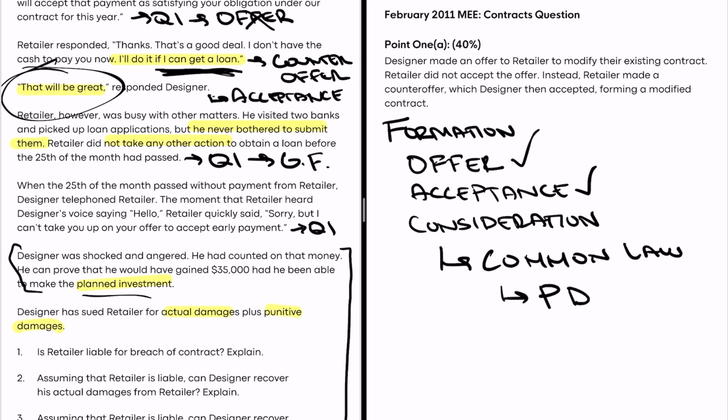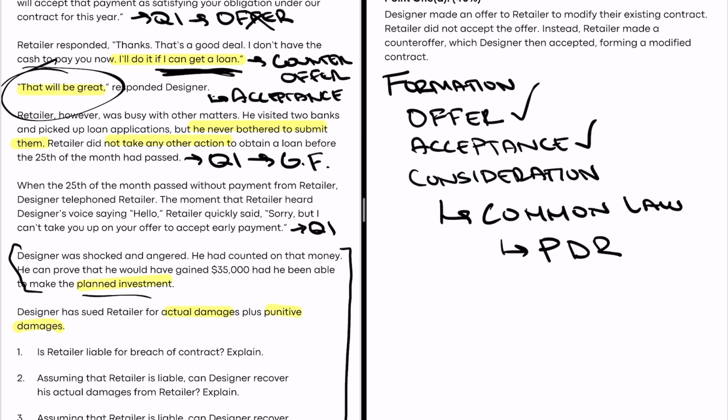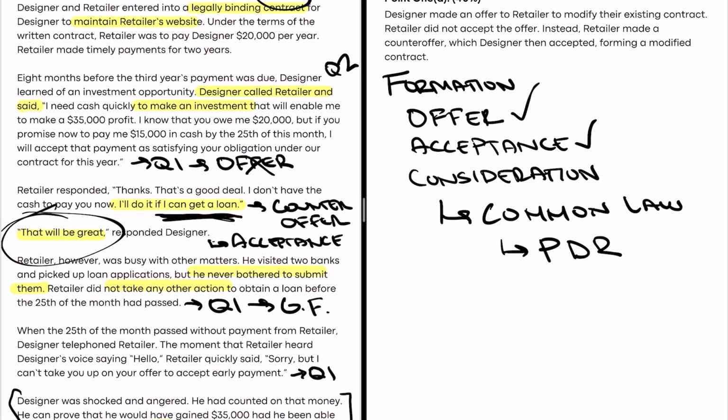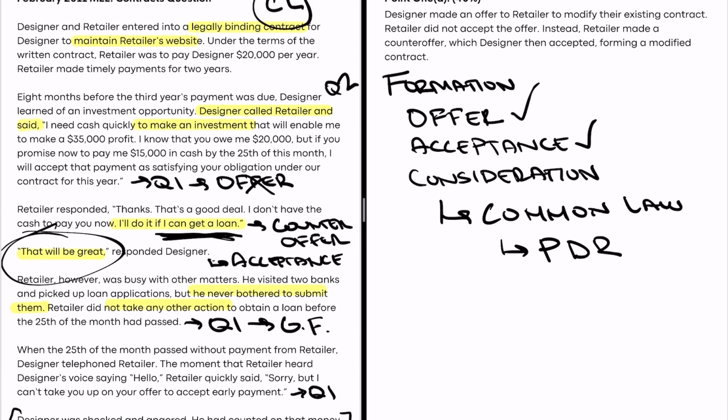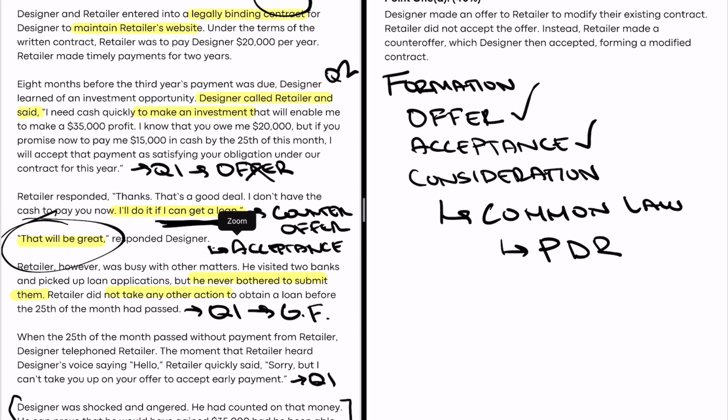We have the pre-existing duty rule. The pre-existing duty rule stipulates that a promise to do something which the party is already legally obligated to do by contract is not consideration. So here, the party already had the obligation to pay $20,000 by the end of the year, right? Under the terms of the written contract, retailer was to pay designer $20,000 per year. So the original legally binding contract we have, we see that retailer has a duty to pay designer, right?